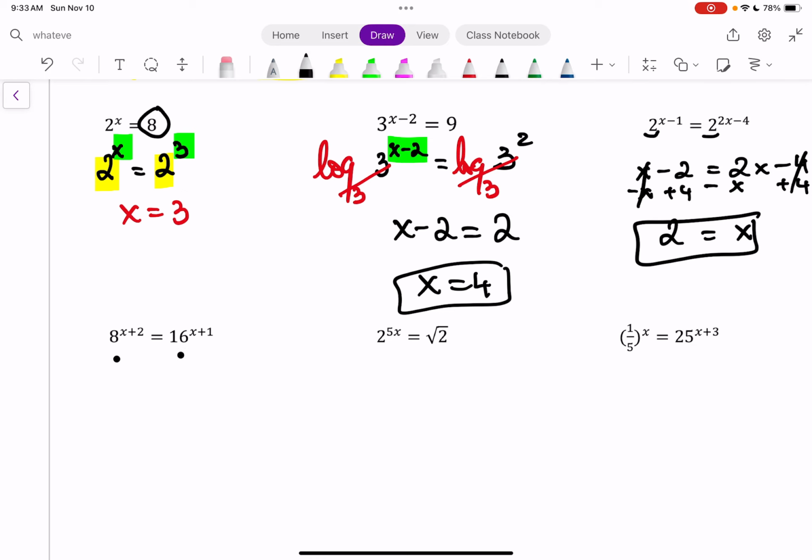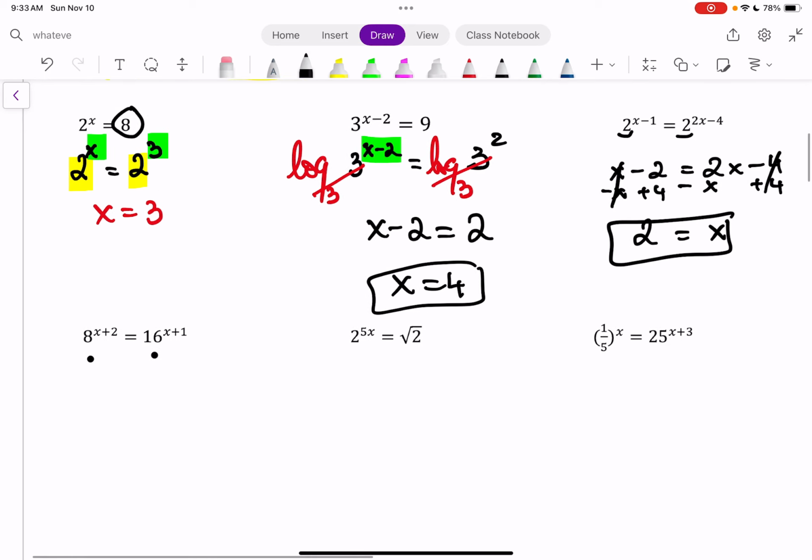Now, if I look at this equation here next, I see that actually 16 is not a power of 8. It's a double of 8, but it's not a power of 8. 8 squared would get us immediately to 64. However, both 8 and 16 are powers of a common base, which is 2. So we can write 8 as 2 cubed. And we can write 16 as 2 to the power of 4.